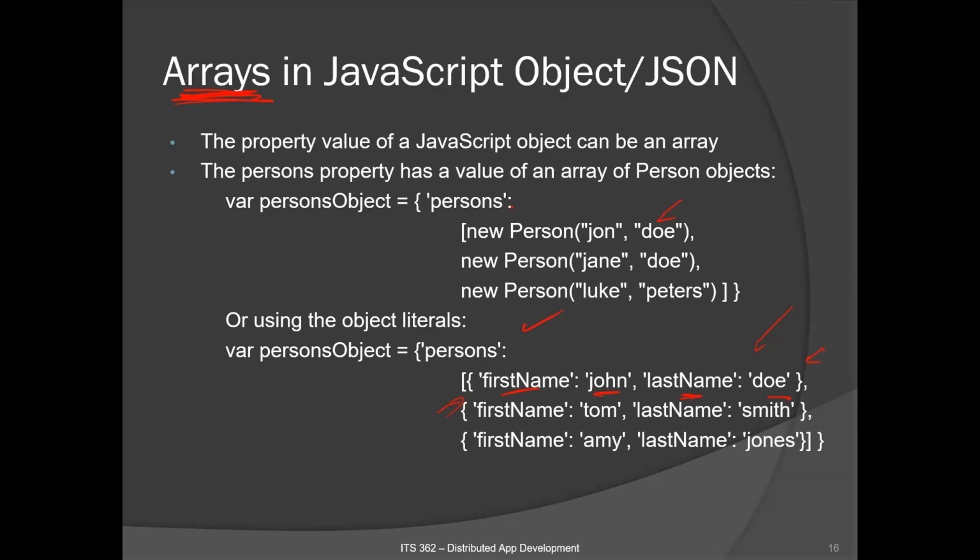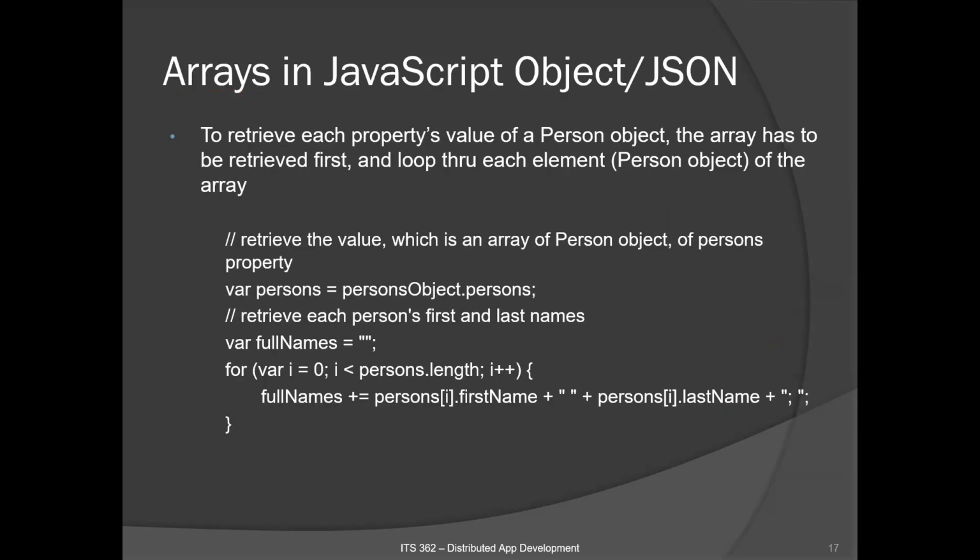Okay, so let's keep going then. Obviously, when we have an array, it's all about populating the array with a for loop or something like that. So we'll take a look at that as well. To retrieve each property's value of a person object, the array has to be retrieved first, and then you loop through each element or person object of the array. So we'll see that. That's probably better as we start coding it. It'll be a little bit clearer. But as I said, right now what's important is to take a look at the syntax, because we'll be using this syntax for our examples.